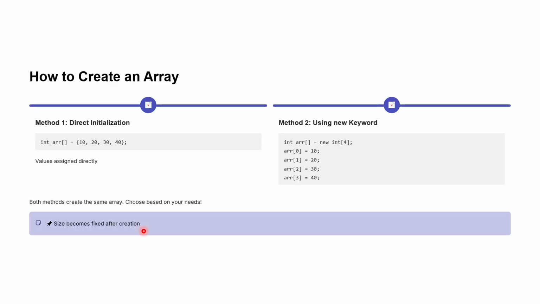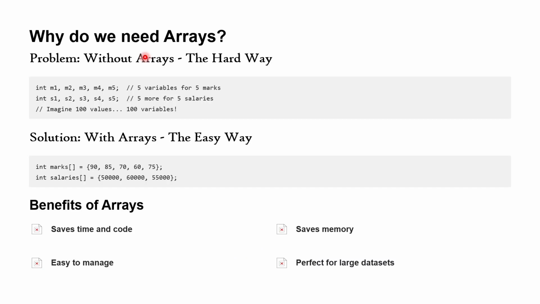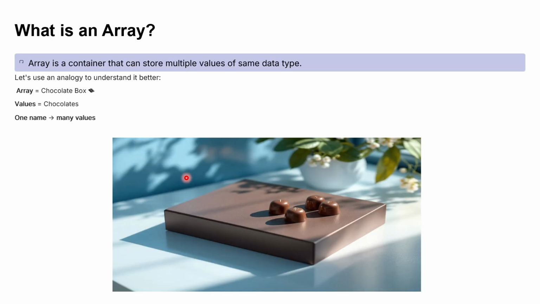So now we should know how to create this array. We can say that array is the most important thing when it comes to storing the numbers of variables in a single variable. Okay, so now, what is an array? An array is a container that stores multiple values of the same type. Imagine a chocolate box. Box has one name, but inside many chocolates. In the same way, one name, many values, and that's the power of array, right?